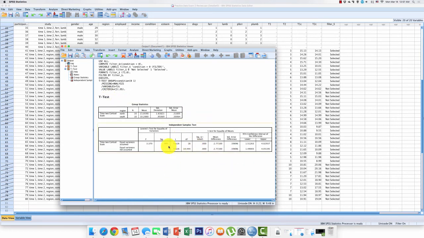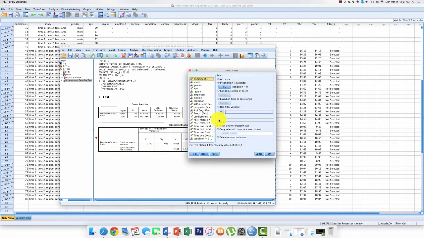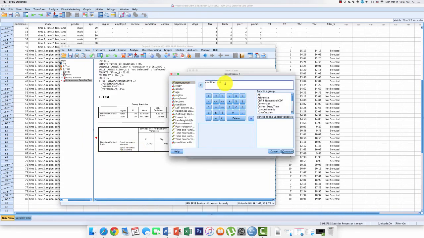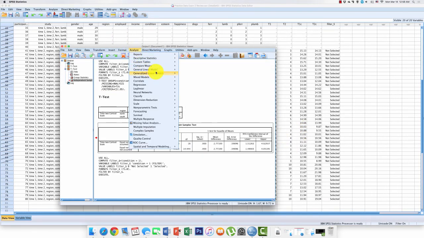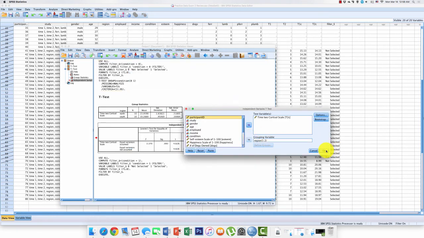Okay, so we see that there's a significant difference for region at time 1 and time 2. I'm gonna write up the means and standard deviations, and then next you're gonna do data, select cases. If condition satisfied, you're gonna do condition equals 1, hit continue, hit OK, analyze, independent samples t-test, hit OK again.